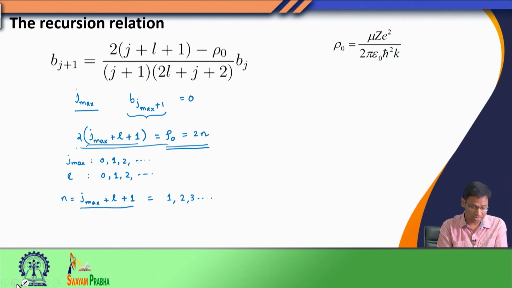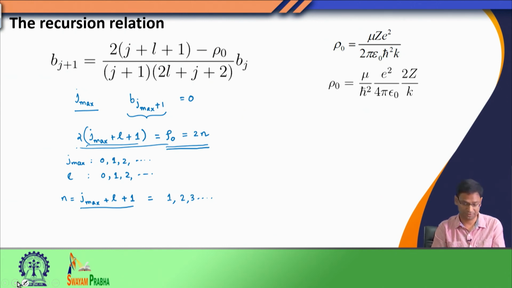I will rewrite this rho 0 in a slightly different way. It has all the terms over here. I simply took out Z, the nuclear charge, and k outside, and I kept the rest of the terms over here. Please notice here that 2 pi epsilon 0 has become 4 pi epsilon 0, because I have a 2 multiplied over here. So, when you look at these terms, you see all these are constants. The mass of the electron, 4 pi epsilon 0, charge of the electron, h bar square, all of them are constant.